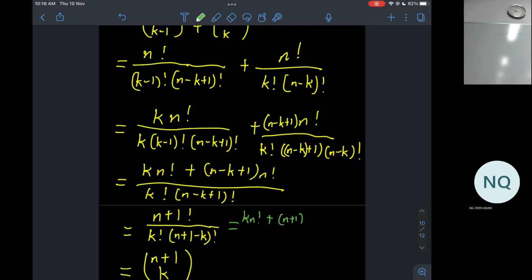So this one becomes (n plus 1) n factorial minus k factorial. Can you see this expansion or not? Expand this to this. Okay, I see more people nodding their heads already.